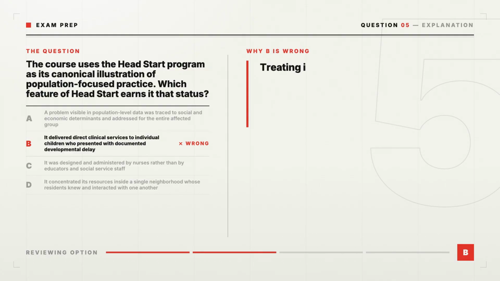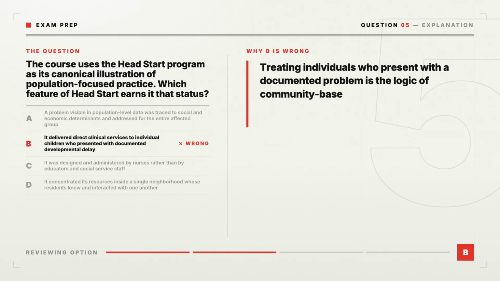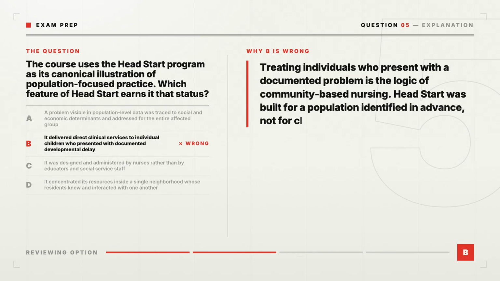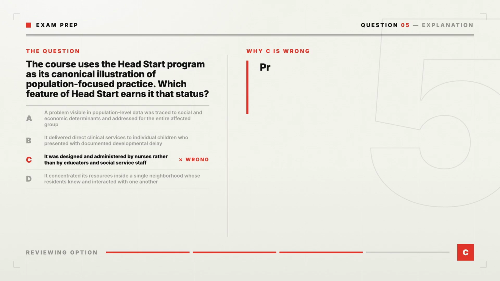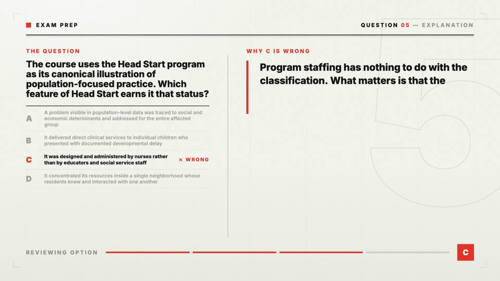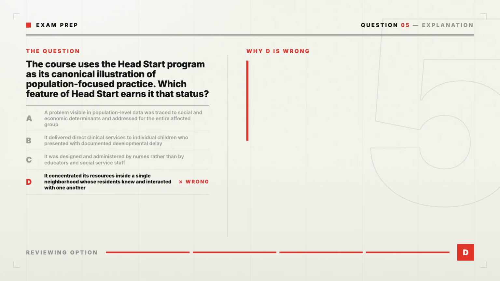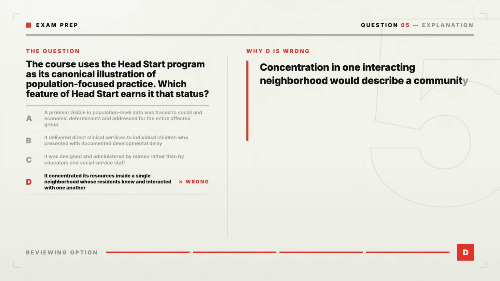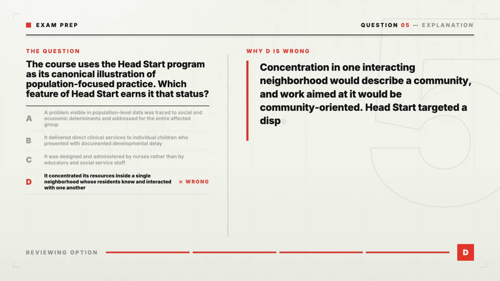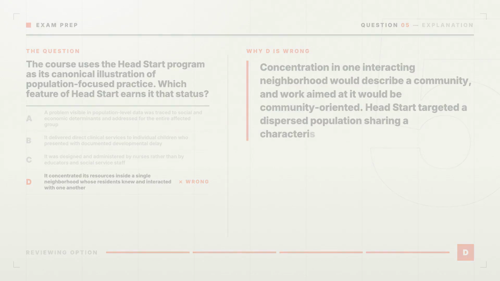B is wrong because treating individuals who present with a documented problem is the logic of community-based nursing. Head Start was built for a population identified in advance, not for clients who self-select. C is wrong because program staffing has nothing to do with the classification. What matters is that the client was a population and the intervention addressed a determinant. D is wrong because concentration in one interacting neighborhood would describe a community, and work aimed at it would be community-oriented. Head Start targeted a dispersed population sharing a characteristic, which is low family income.